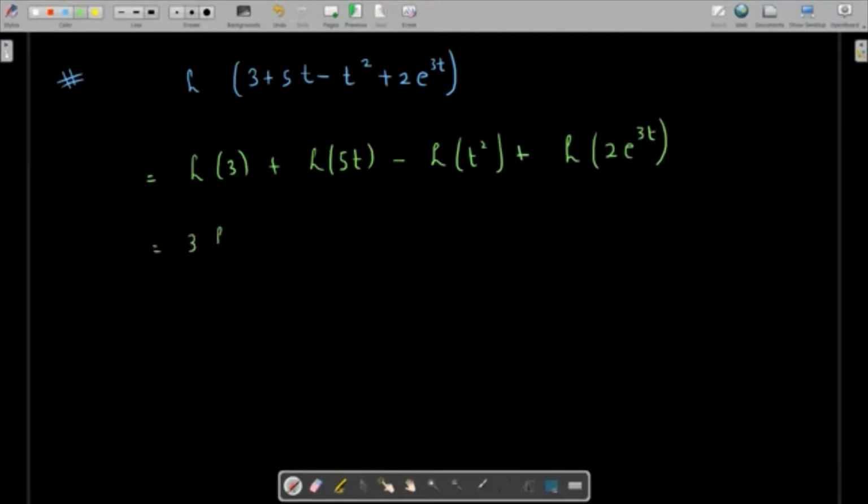3 is a constant, it comes out, so we are left with the Laplace transformation of 1. 5 is a constant, it comes out. t squared remains as it is. 2 is a constant, it comes out, so we have the Laplace transformation of e raised to 3t.